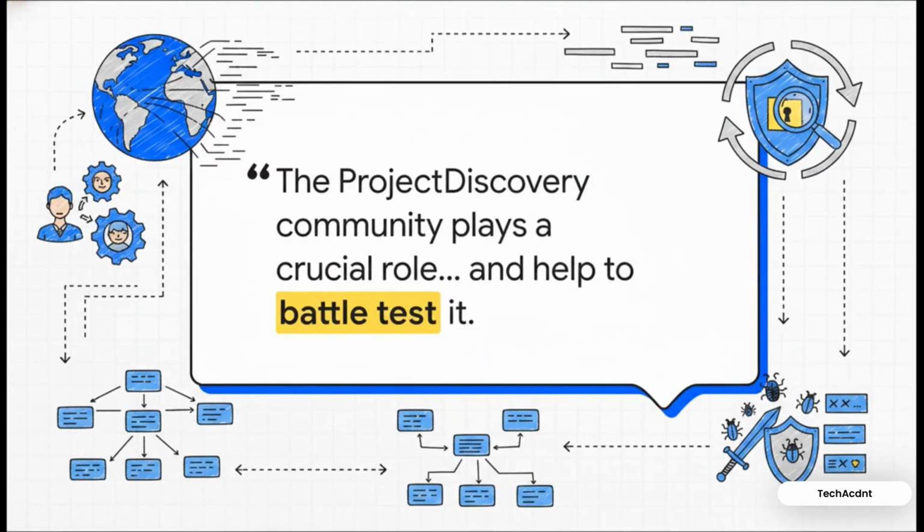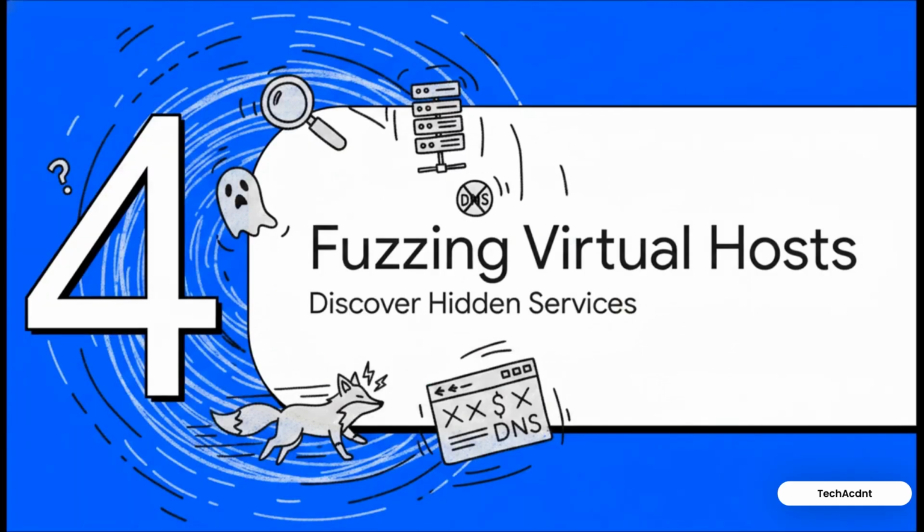And the reliability of these tools at scale isn't some accident. It's totally driven by the open source community. As the Project Discovery blog points out, their community plays a crucial role by contributing code, providing feedback, and rigorously battle testing the software. This community factor, that's exactly what makes Subfinder such a trusted, battle-tested choice for our enterprise security stacks. Let's move to Part 4, Fuzzing Hidden Virtual Hosts.